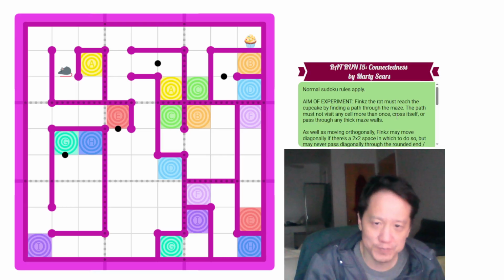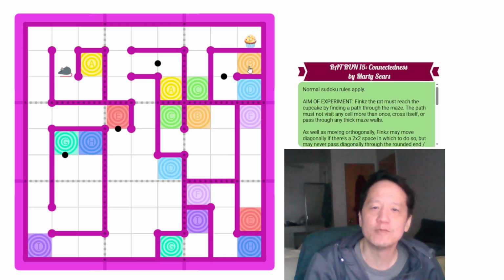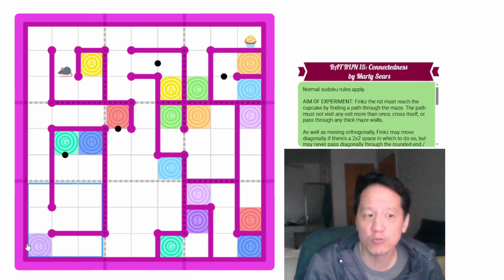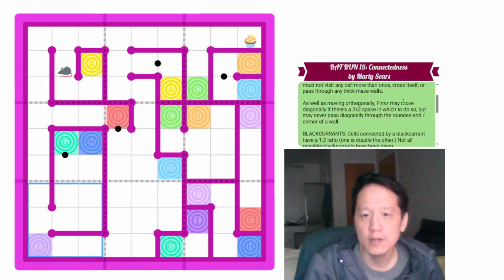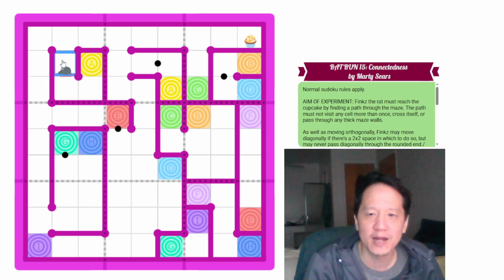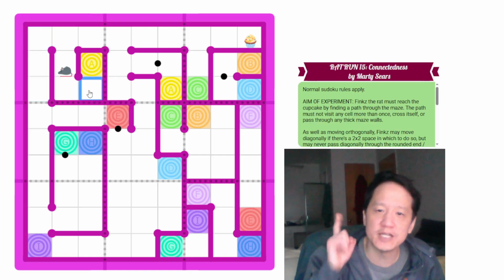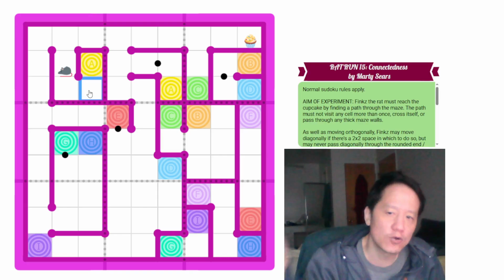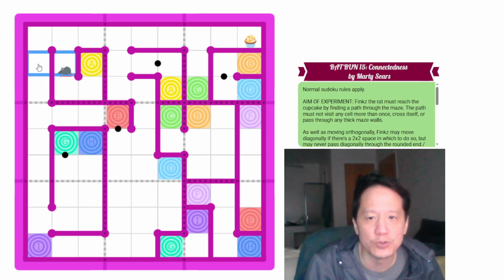Here are the rules. Normal Sudoku rules apply, which means fill every row, column, and box with the digits 1 through 9 without repeats. We also have the aim of the experiment. Finks the rat, which is the rat here, must reach the cupcake by finding a path through the maze. The path must not visit any cell more than once, cross itself, or pass through any thick maze walls.